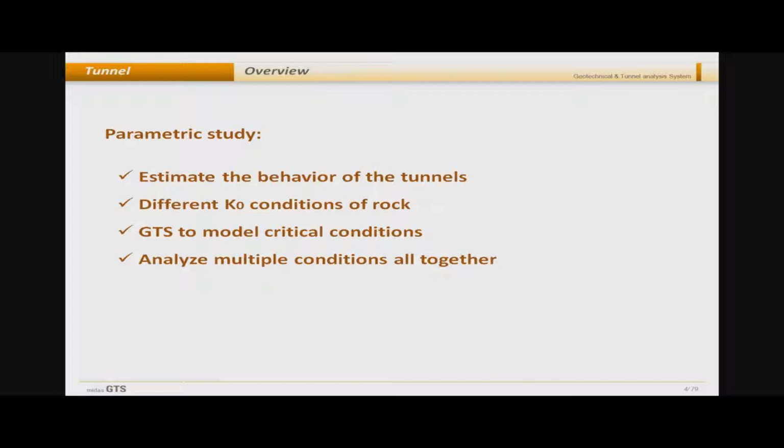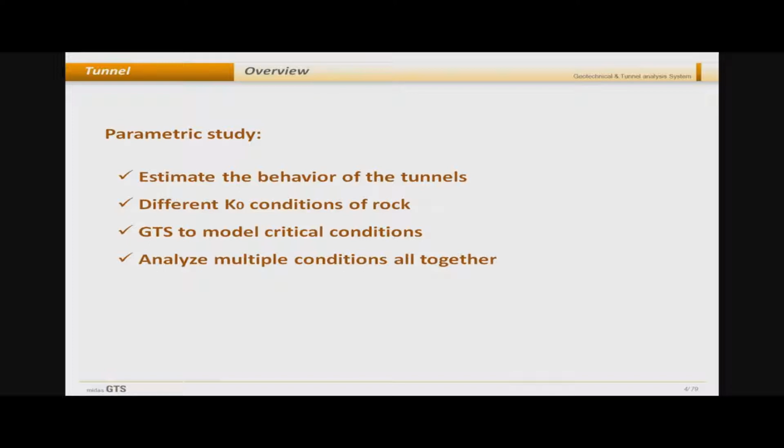As we know, parametric study is the first step for tunnel design and analysis. When we start the design of tunnels, we want to estimate the behavior of the tunnels under different K-naught conditions of the rock. K-naught is the initial stress parameter of the rock. It's not very easy to get it from field tests or lab tests. That's why we want to use finite element software like GTS to model these critical conditions. So what we do is assume different K-naught values to simulate different rock conditions.